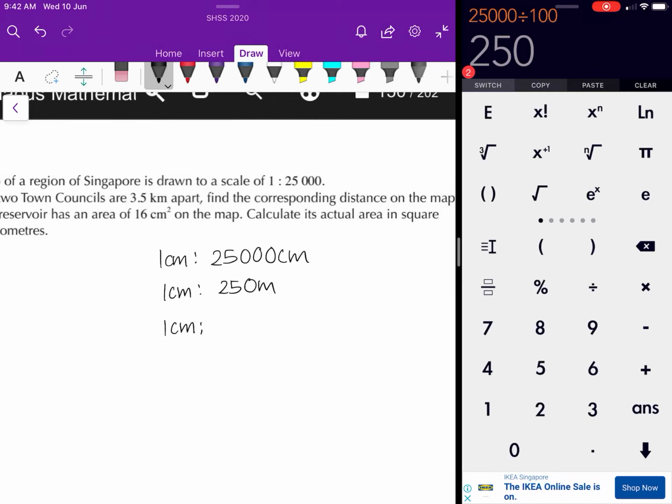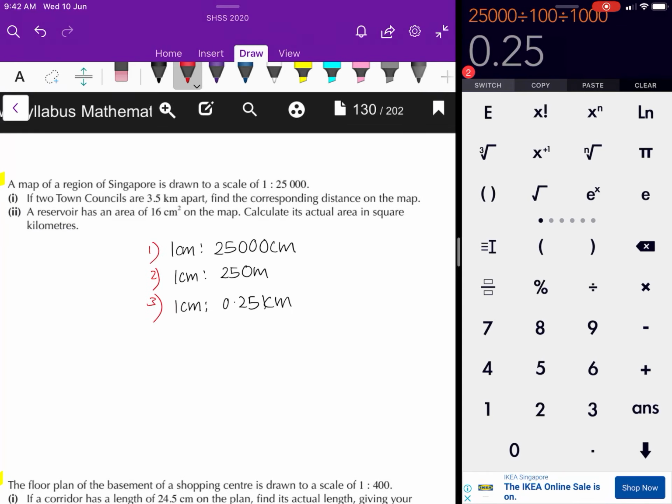Meters change to kilometers is divided by 1,000, so 0.25 kilometers. So you see, I got cm to cm, cm to meters, cm to km. Free for me to use.